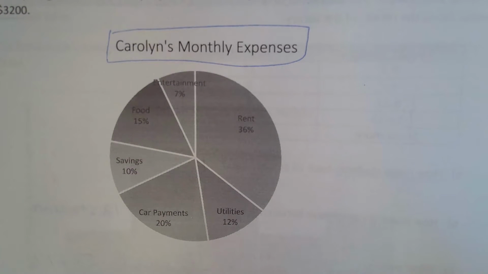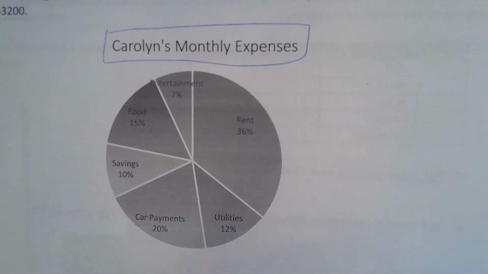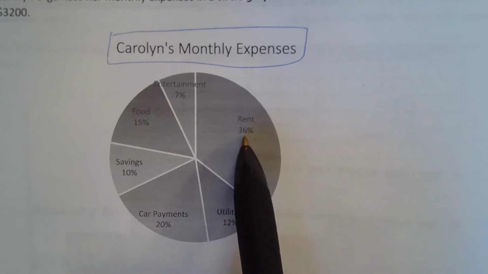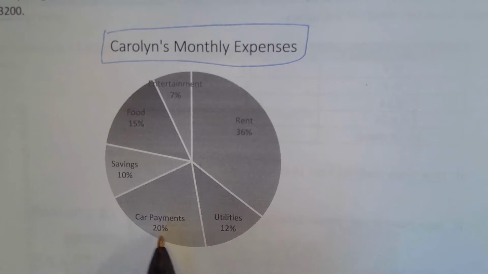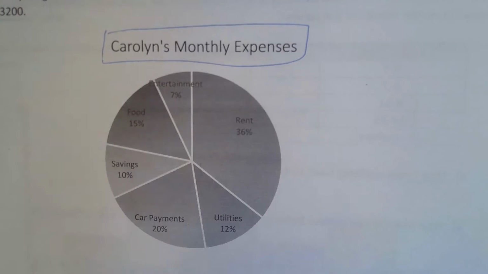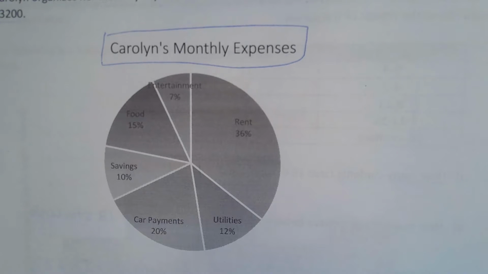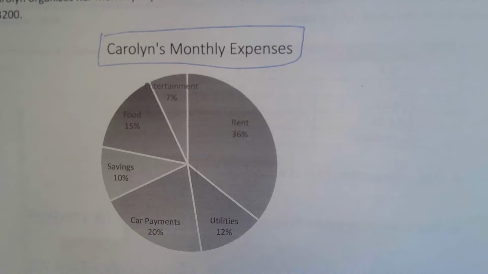They're broken up into categories. And what else do you notice about this graph? There's a percent, right? There's a number, percent. 36% for rent, utilities 12, car payments 20, savings 10, food 15, and then entertainment 7. Anything else that you want to talk about? Rent is the highest category.